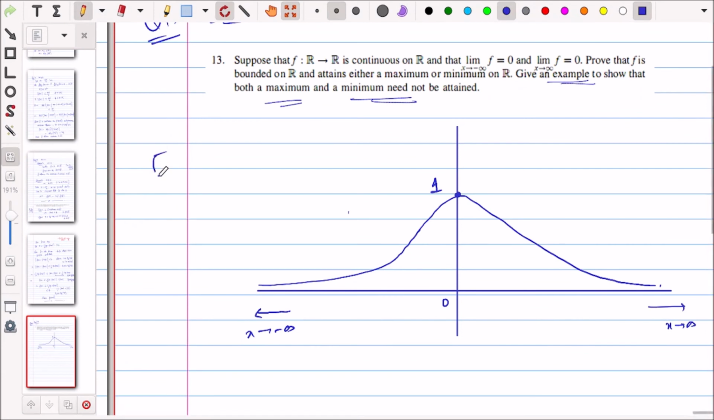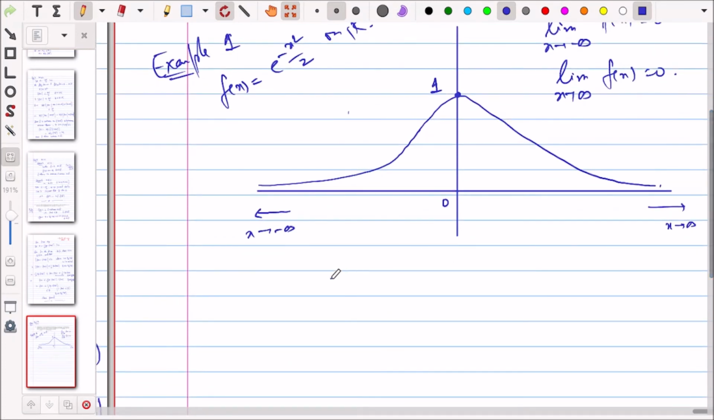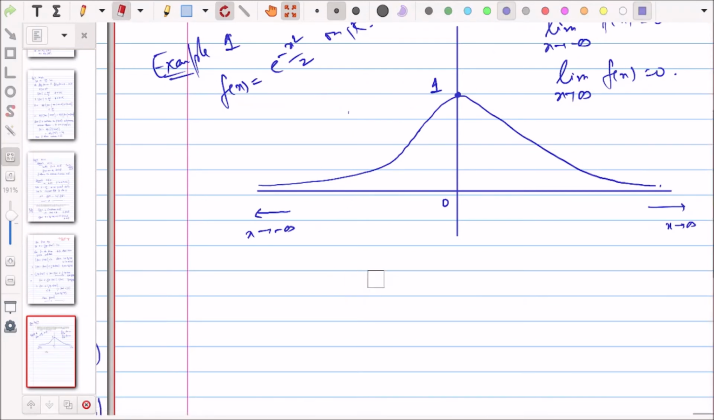There are other examples. You can also make one such example. So first is this known function f(x) equal to e to the minus x square by 2 on R. Then the limit as x tends to minus infinity of f(x) is 0, also the limit as x tends to infinity of f(x) is equal to 0, and the function is bounded because the range of this function is from 0 to 1.